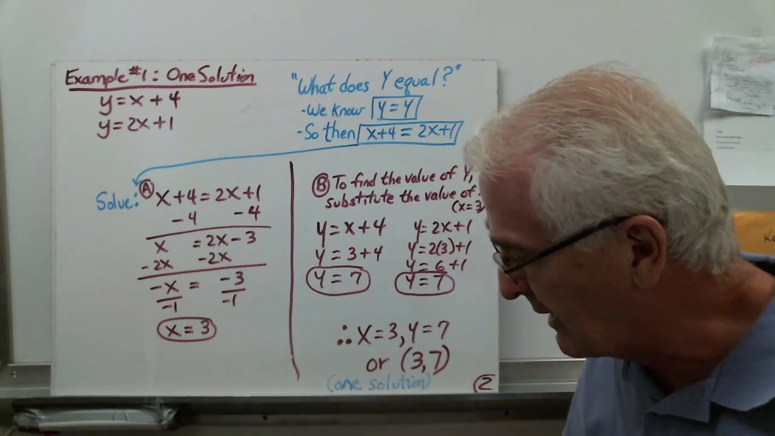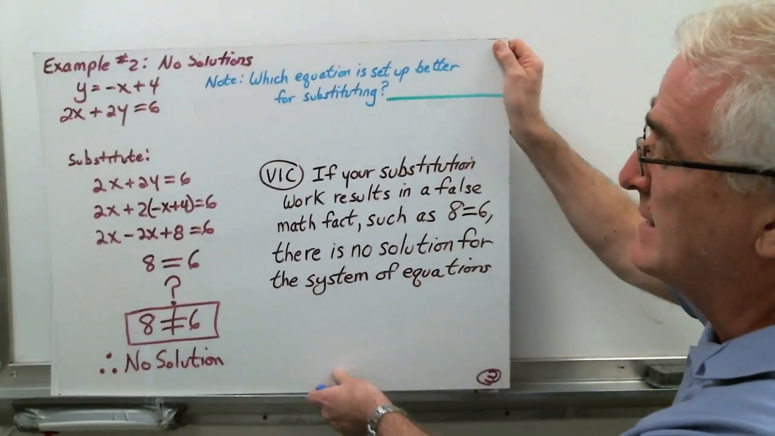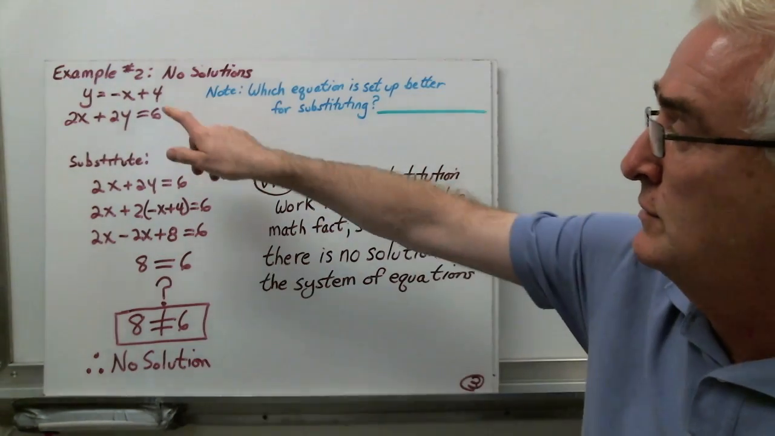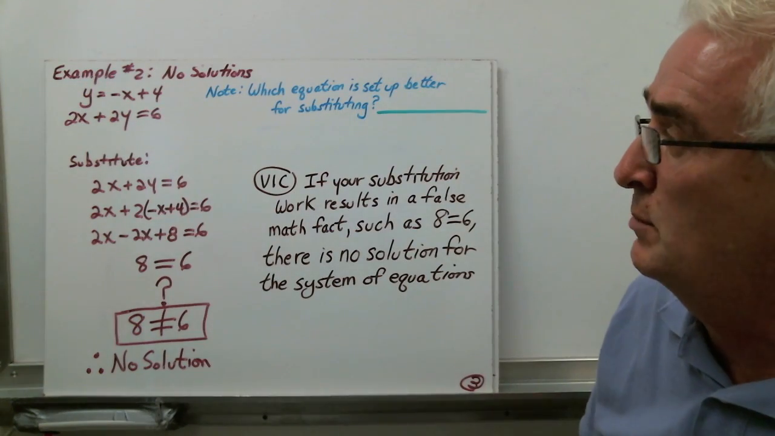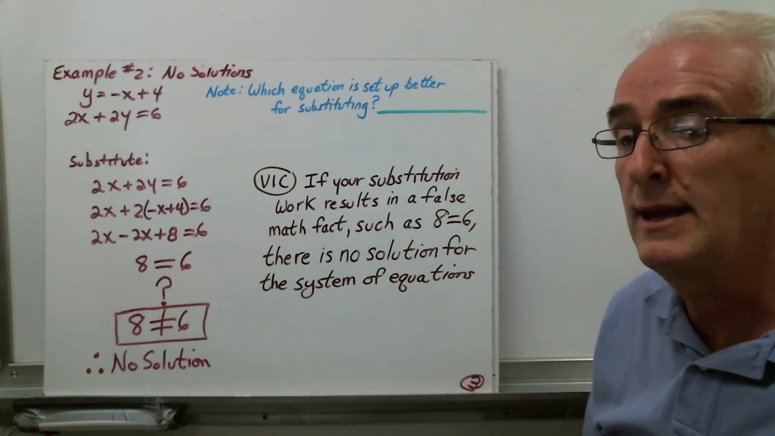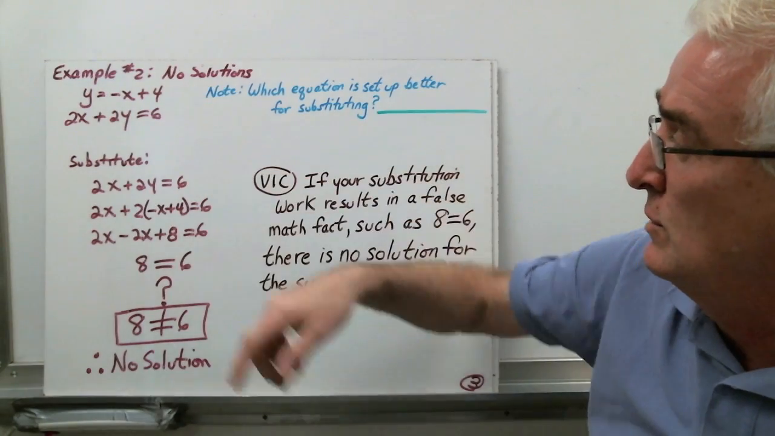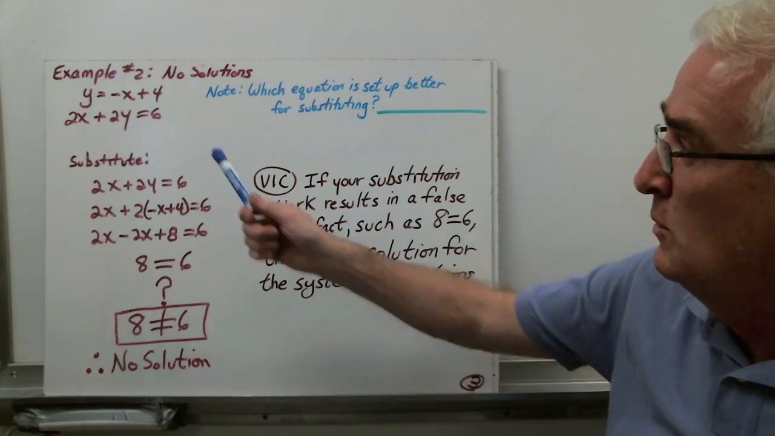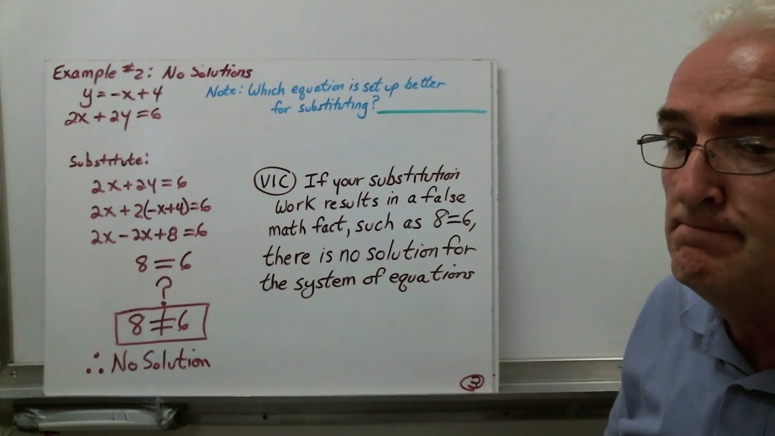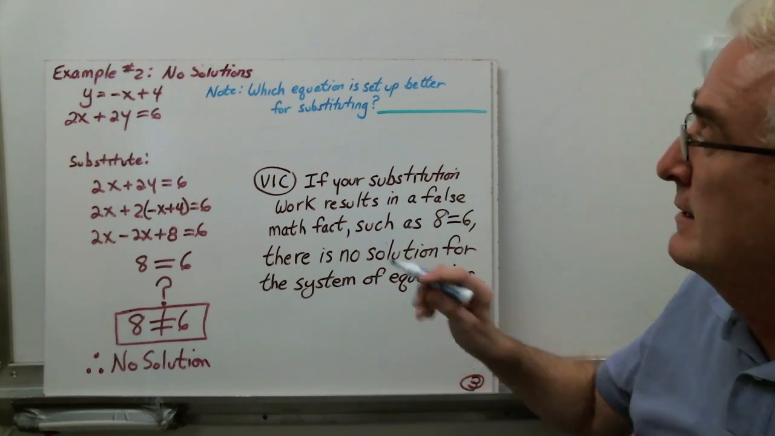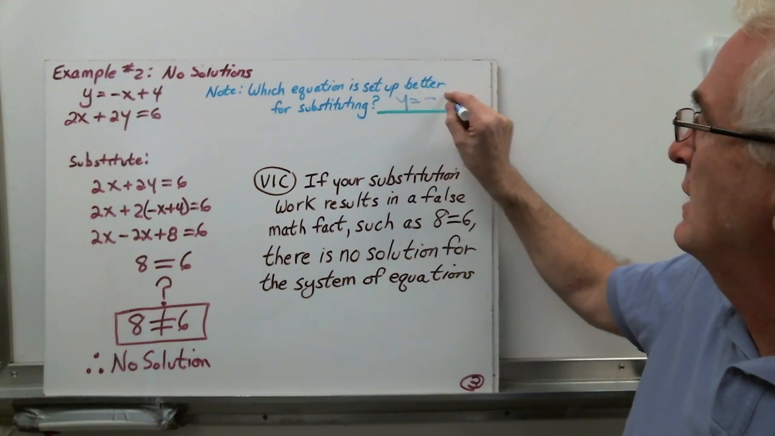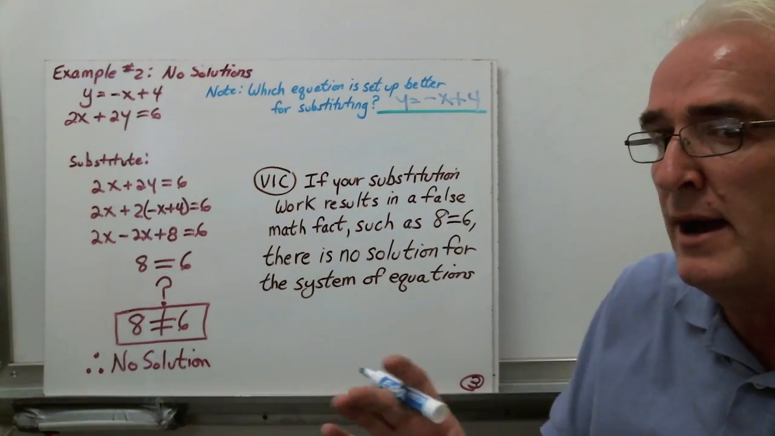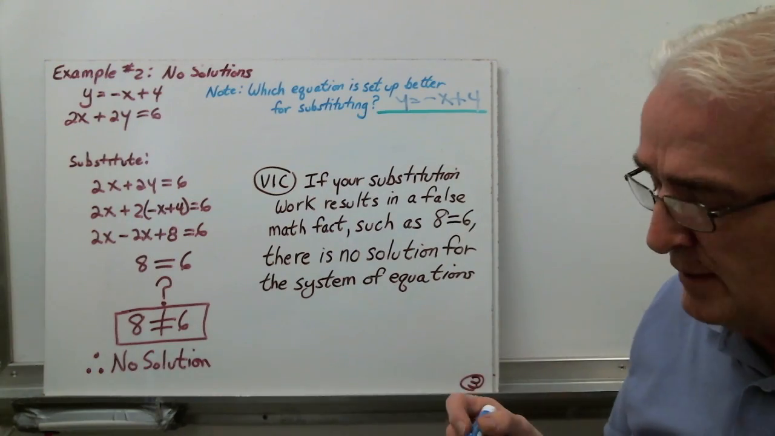Let's take a look at our second example. This time we will come up with no solutions at all. Our two equations: y equals negative x plus 4 and 2x plus 2y equals 6. Now I want you to take a look at these two and tell me which equation is set up better for substitution. Which one would be the easier one to plug in? I'm hoping that you would note that y equals negative x plus 4, which is already in slope-intercept form and already has y isolated, would be the easiest to substitute in.